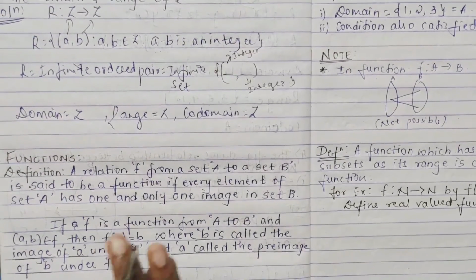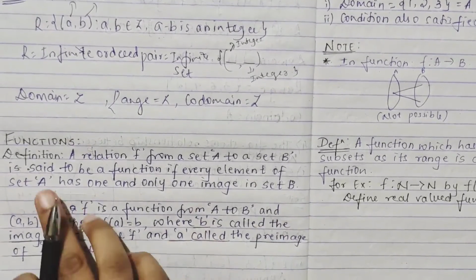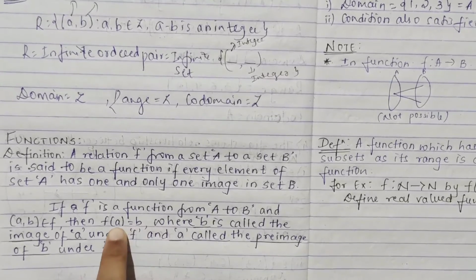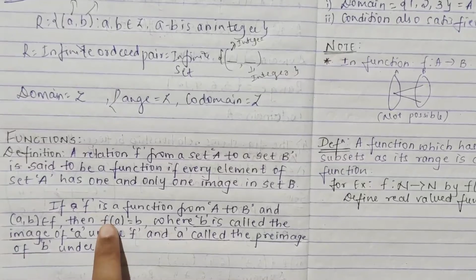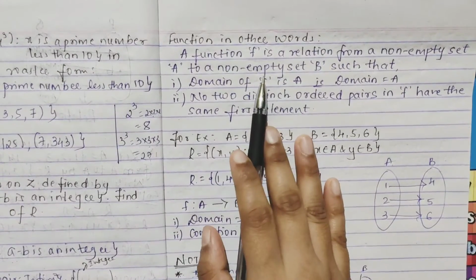So what I have explained to you, I have written as definitions. Please pause it to write it down. Relation, function. Then here you can see B is called the image of A and A is called the pre-image of B under F. Yes, I have explained you in your relation also. Function has the same definition in other words also.